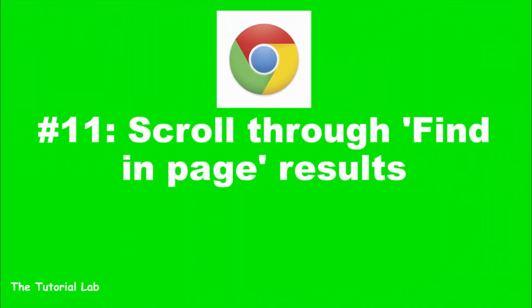Number 11. Scroll through find in page results. When using Chrome's Find in Page search, you don't have to press the up-down arrows over and over to go through results. Instead, you can swipe up and down on the right bar to quickly scroll through matches.